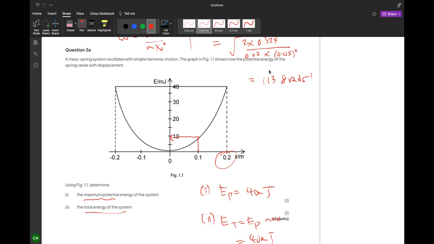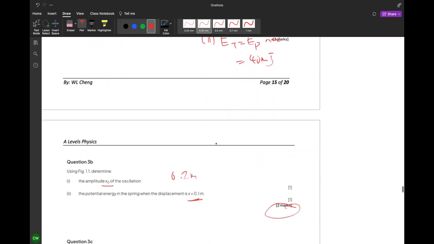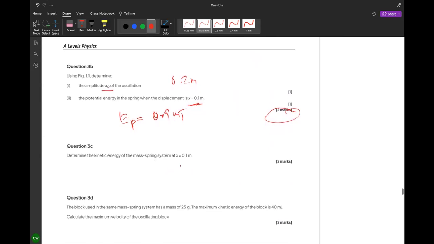0.7, 7.5. This is about 9 millijoule. Not 9, this one is 5, not in the middle. 0.9 millijoule is the total EP.